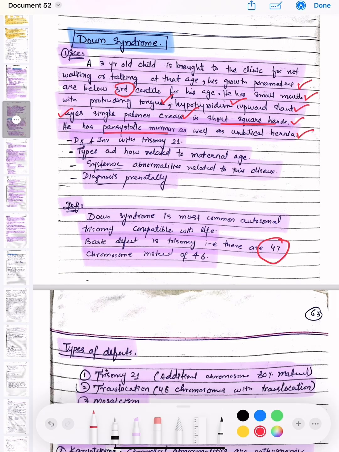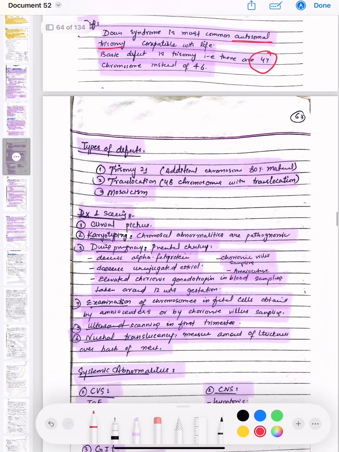So what is the definition? It is the most common autosomal trisomy. Down syndrome is an autosomal trisomy, and the basic defect is trisomy, that is, there are 47 chromosomes instead of 46. Now the types of defects are trisomy, translocation, and mosaicism.